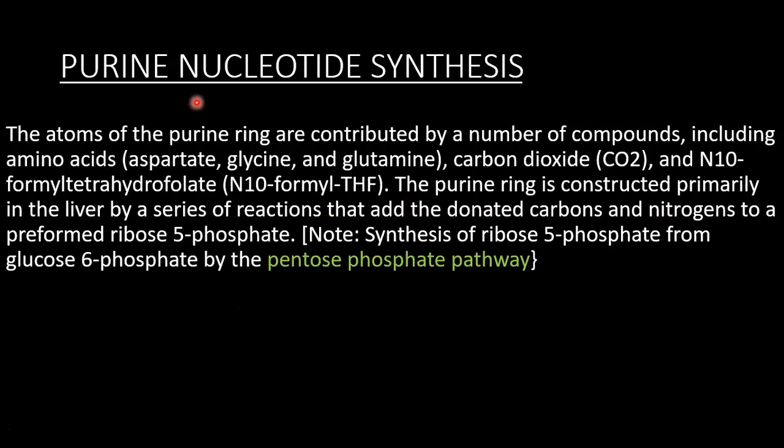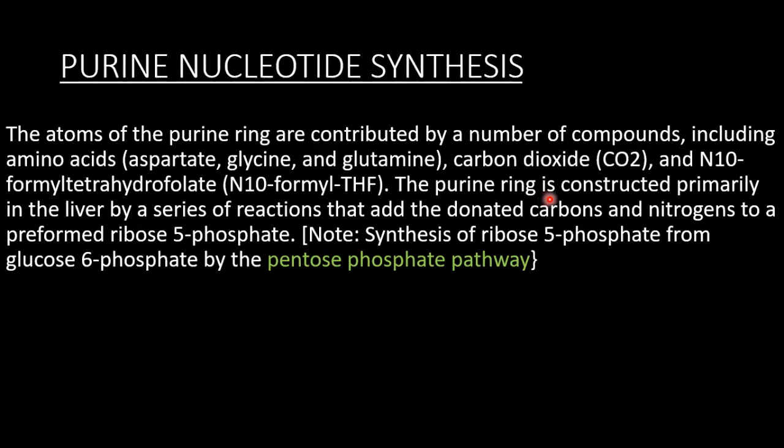Now, purine nucleotide synthesis. The atoms of the purine ring are contributed by a number of compounds, which include amino acids. Which amino acids? Aspartate, glycine, glutamine. Also, carbon dioxide contributes, but it will combine with water, so it will come in the form of a bicarbonate ion. Also, N10 formyl tetrahydrofolate will contribute to the formation of the purine ring.